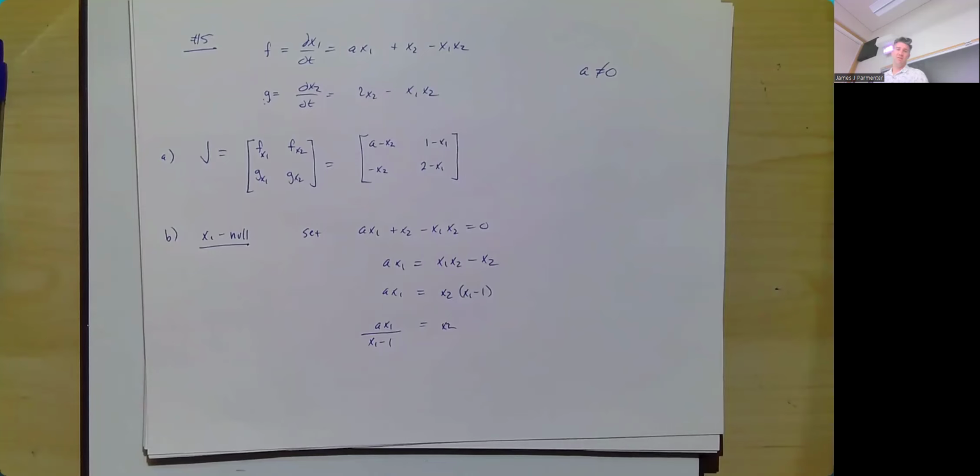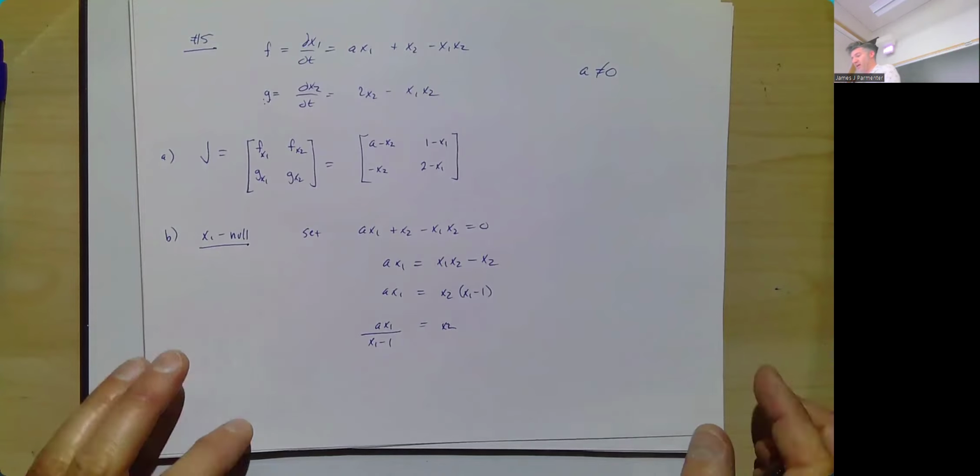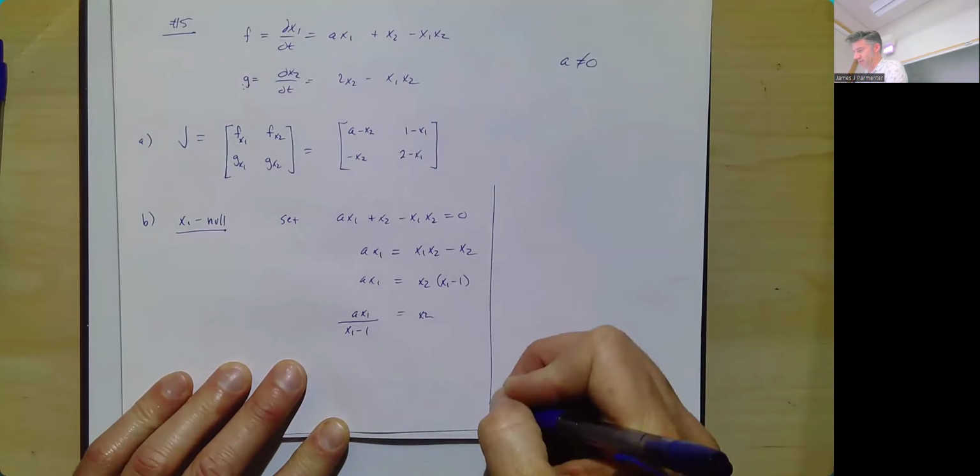Is that what he did? Let's see what he did. I know it's 2 o'clock. Yeah, okay, that's what he did. All right, it seems silly. I don't know why he wrote it like that. Okay. Anyway, let's find the x2 nullline, which is gonna be a little bit nicer.